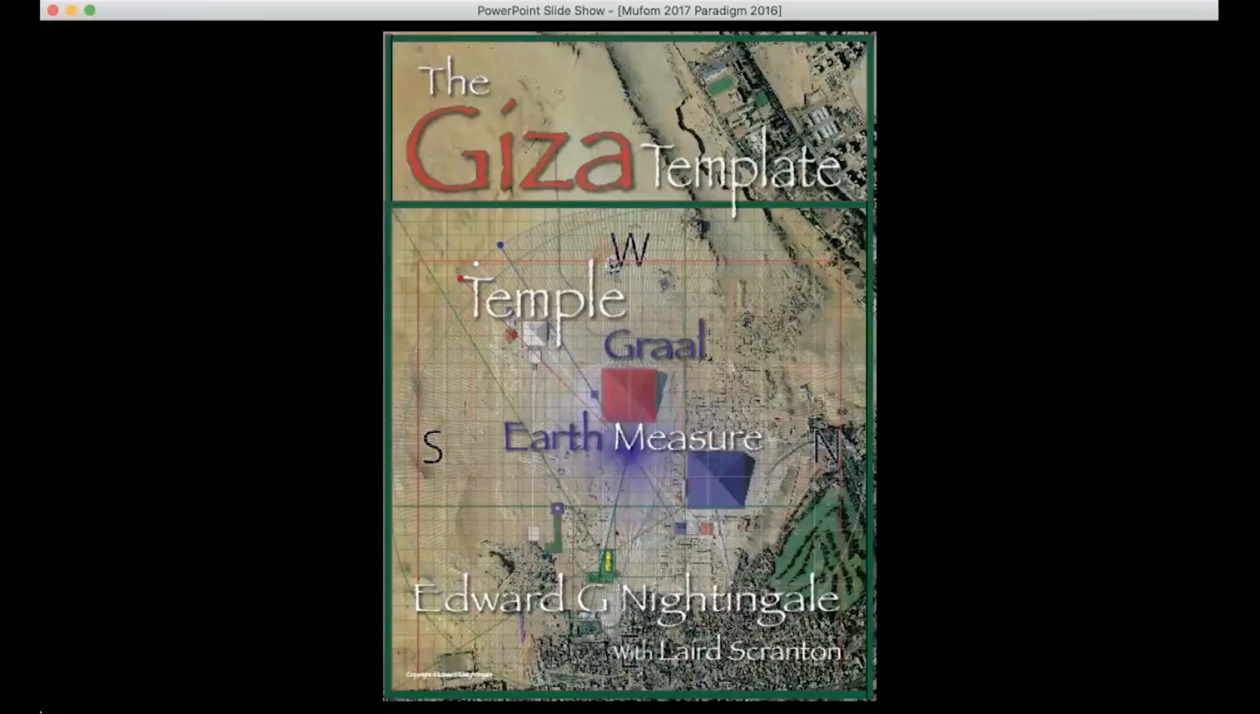Yeah, let's get into the slides, man. Let's move forward. Yeah, because we'll be right up to that point pretty quick here. So let's just start with my book here, the Giza Template. Temple Grail, Earth Measure. I mentioned to you earlier that the word template and temple can be interchangeable. Template is a later adaptation from the word temple. So this template that I'm going to show here can be understood as a temple as well as a template.